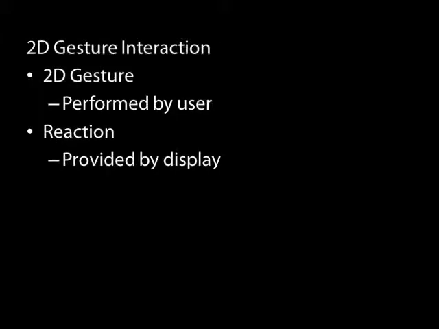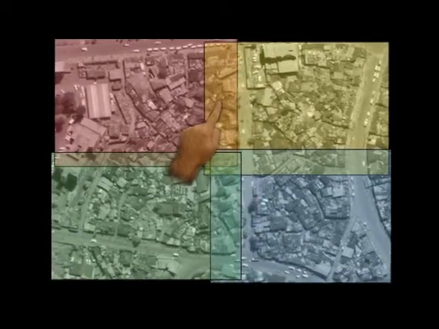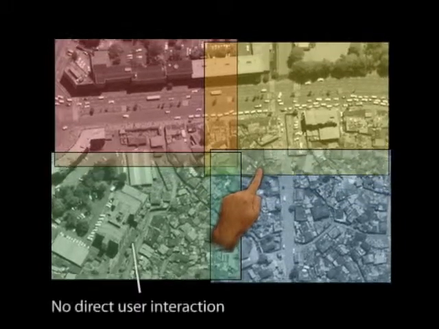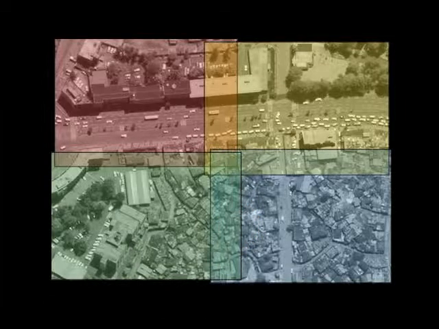We consider interaction to be a set of 2 consecutive events: a 2D gesture performed by the user and a consequent reaction provided by the display. Since gestures can occur over an extended period of time, they can span multiple PPPs, moving across them. Furthermore, a reaction may need to occur in a PPP that the user did not directly interact with. For example, when moving a large map, a gesture may span only a few PPPs, but all the PPPs must react.